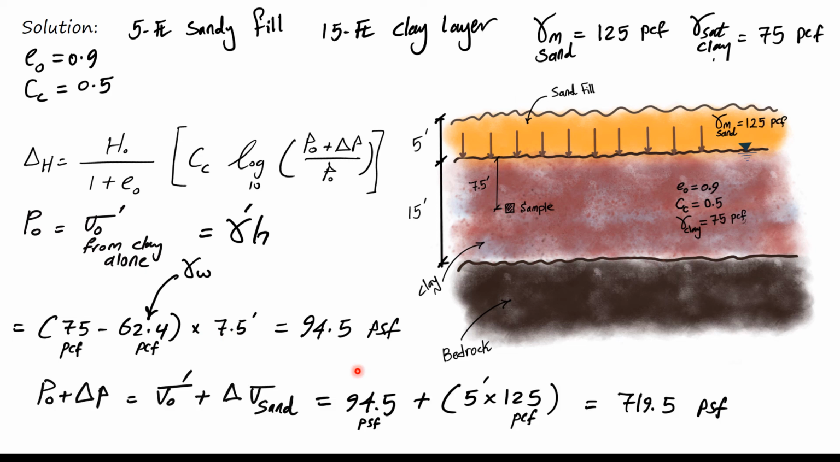And then we're going to go ahead and find the change of that stress, which is basically the P naught, the 94.5, plus the addition of the sand fill layer, which is basically 5 times the density 125, and that's going to give us a total P naught plus delta P of 719.5 PSF.